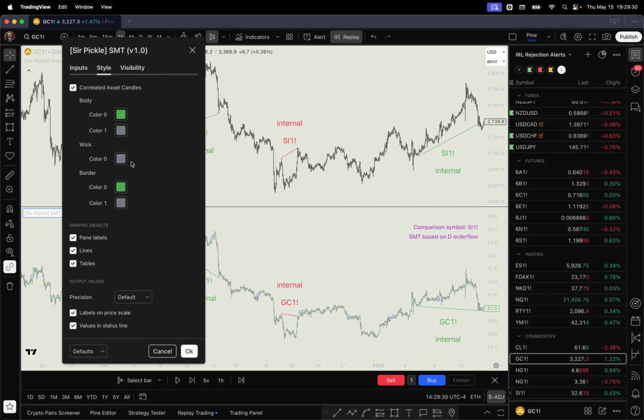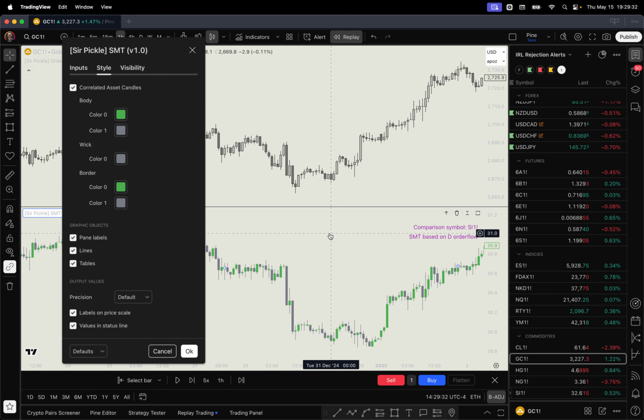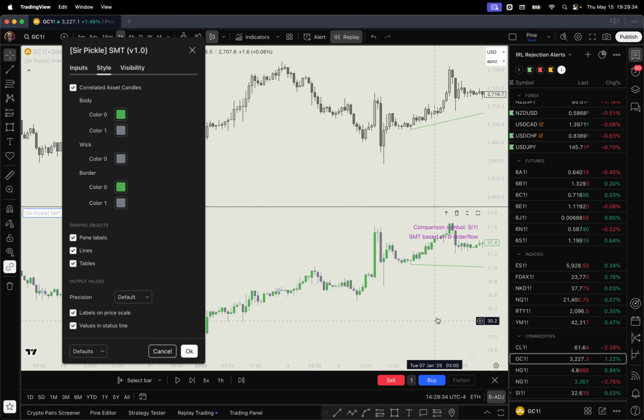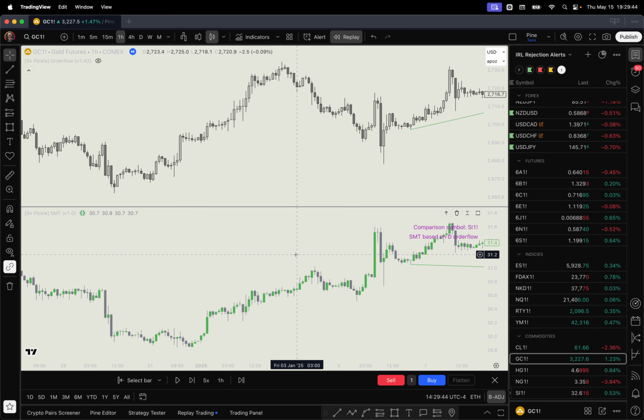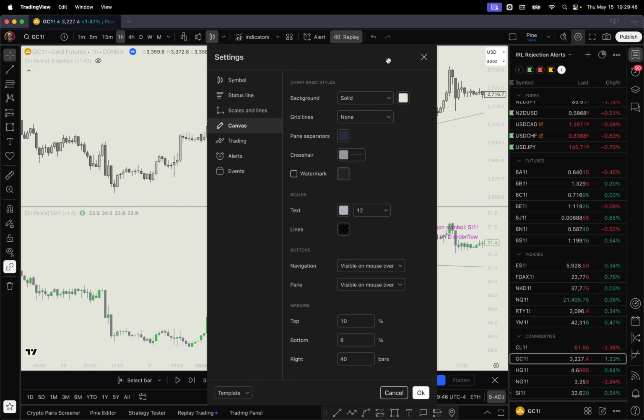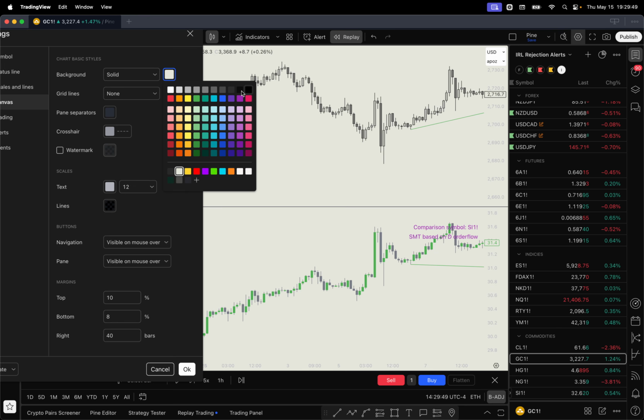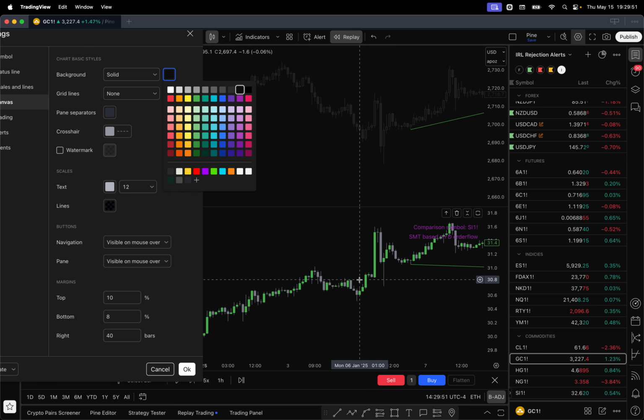Also, as we are here right now, you can of course change the color of the correlated asset candles. So by default, these are the colors or similar colors as Sir Pickle uses. I have made them in a way that they work both for bright backgrounds and also for dark backgrounds. So if, let's say, we are on a dark chart, you will still see something. Sir Pickle's default colors don't work on a dark background because they use a lot of black. So I have added gray here. So it works for both white and gray backgrounds.